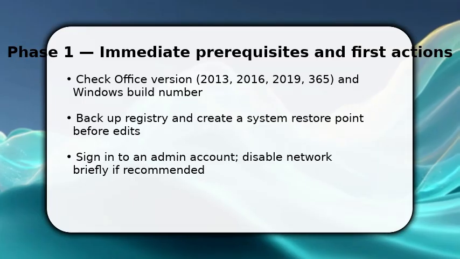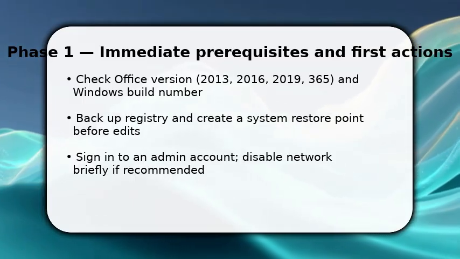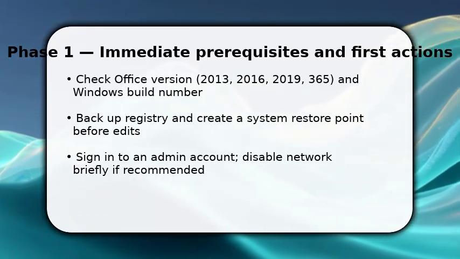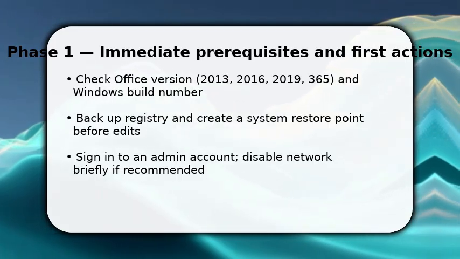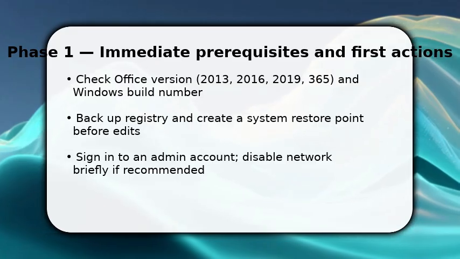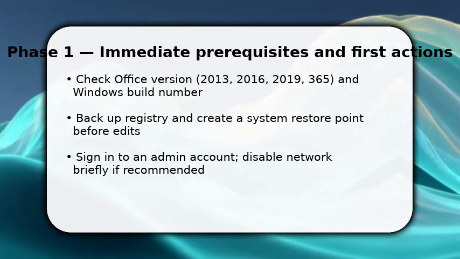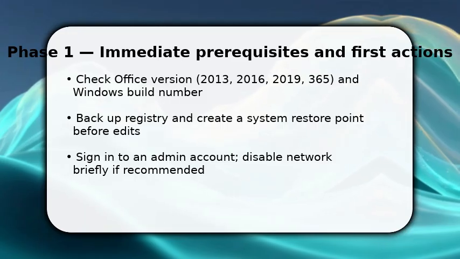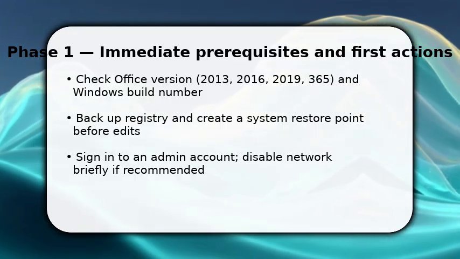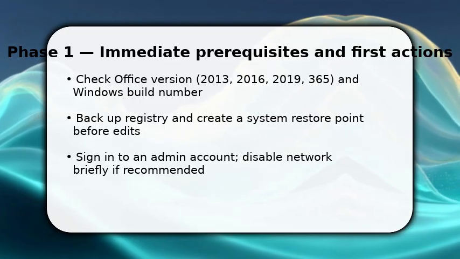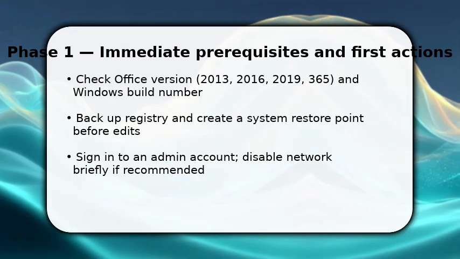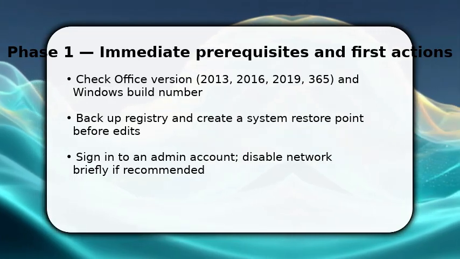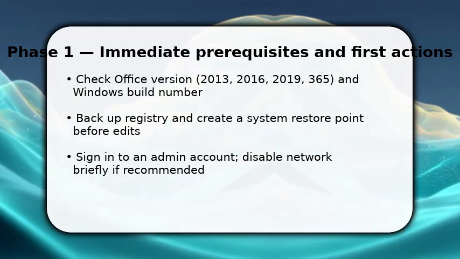You start by verifying exactly which Office version and Windows build you're running, because the removal steps differ. Once done, create a system restore point and export the registry. This protects you if something goes wrong. Next, sign in with an administrator account and, if instructed later, temporarily disconnect from the network to prevent activation checks. These initial actions let you safely proceed to edit activation data without risking system-wide changes.